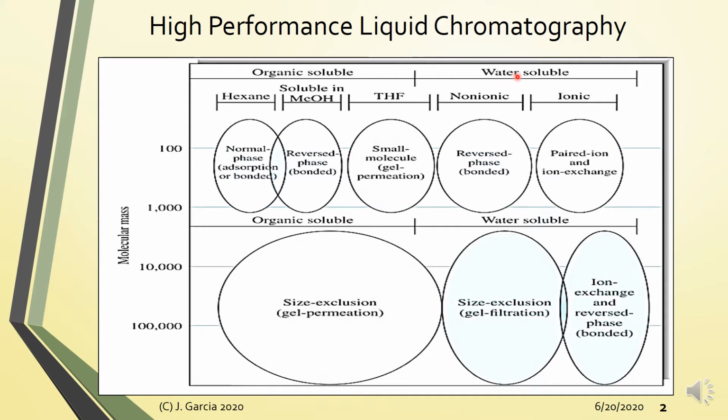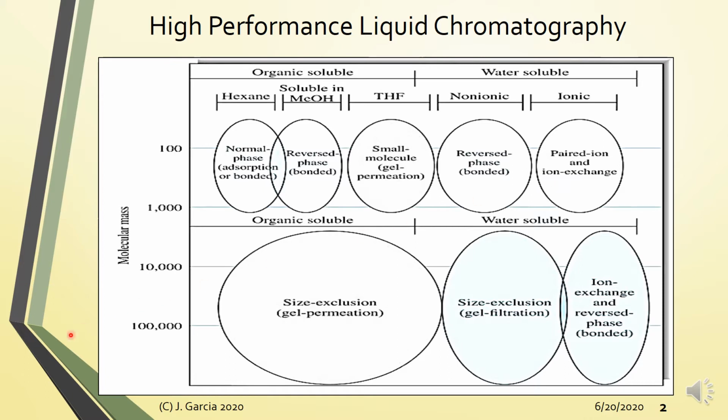Now for ionic compounds, or ionic or ionizable organic molecules or even biomolecules, you can use what you call your paired ion chromatography. It's a variation of the reverse phase chromatography, or you can even use your ion exchange chromatography, which uses an ion exchange resin.